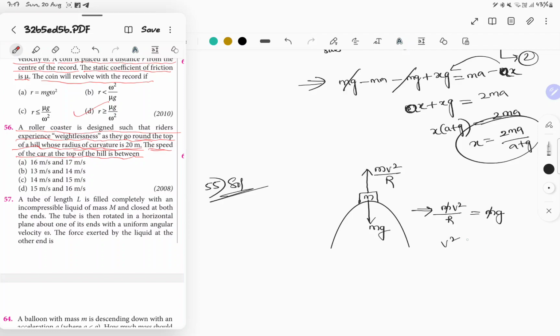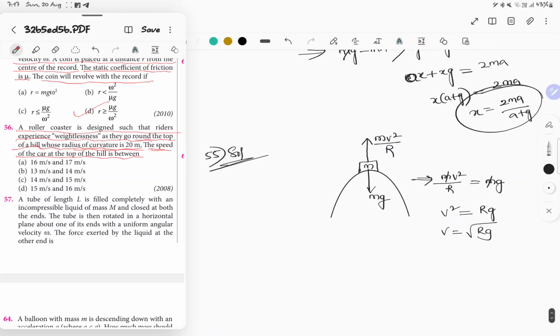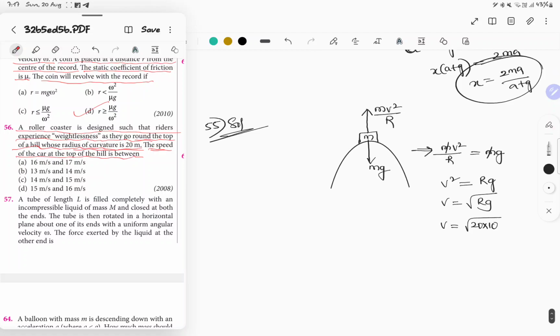So our speed: v square is equal to r into g, and v is equal to root rg, where r is 20 meter. So v is equal to root of 20 into g. Let me take the g value as 10. Then v is equal to root of 2 into 100. 100 comes outside. It is going to be 10 root 2. So we know the value of root 2. Root 2 is 1.414.